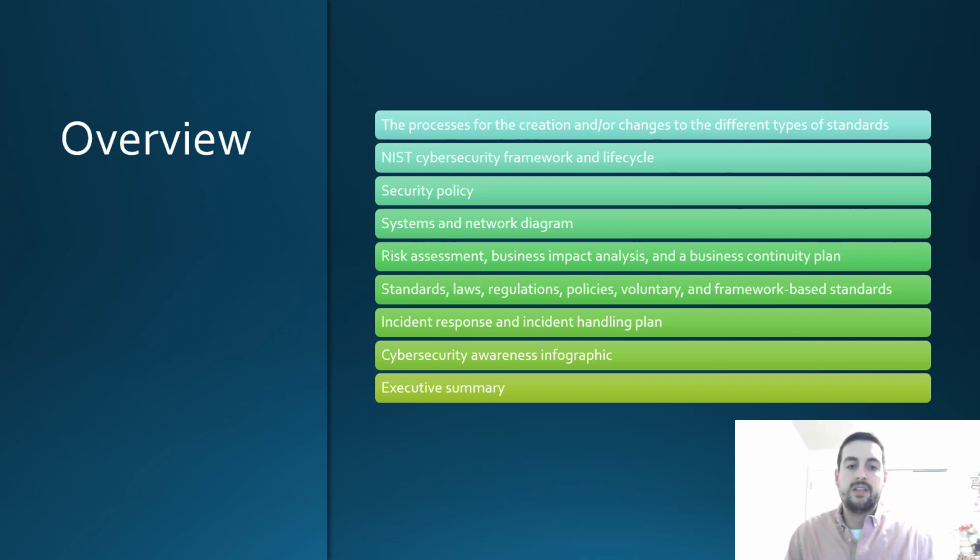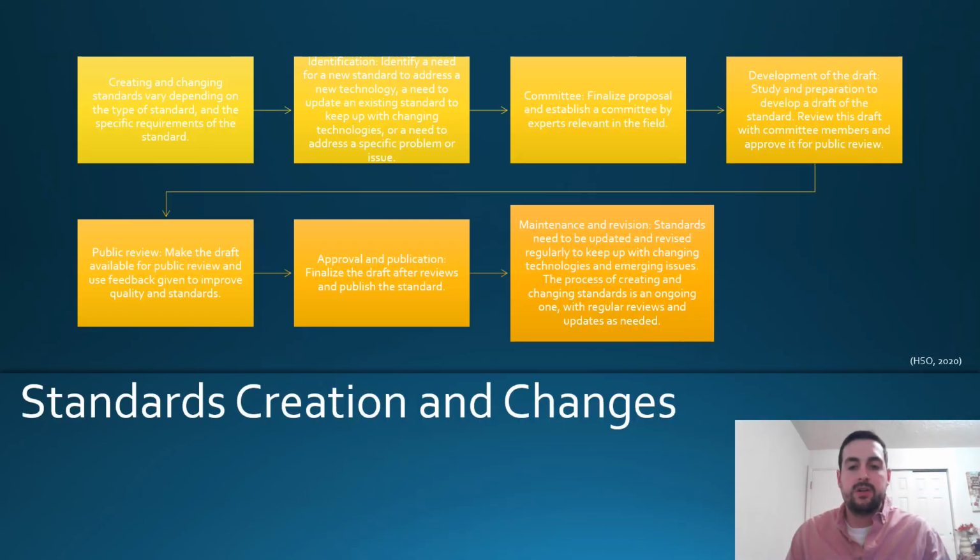Now let's take a quick look at the overview of what I will be discussing in this presentation. I'll talk about the process for creation and changes to different types of standards, the NIST cybersecurity framework and life cycle, our security policy, our systems network and systems diagram, risk assessment, business impact analysis, and our business continuity plan, standard laws, regulations, policies, voluntary and framework-based standards, incident response and incident handling plans, cybersecurity awareness infographic, and executive summary. So let's take a look at how standards are created or changed.